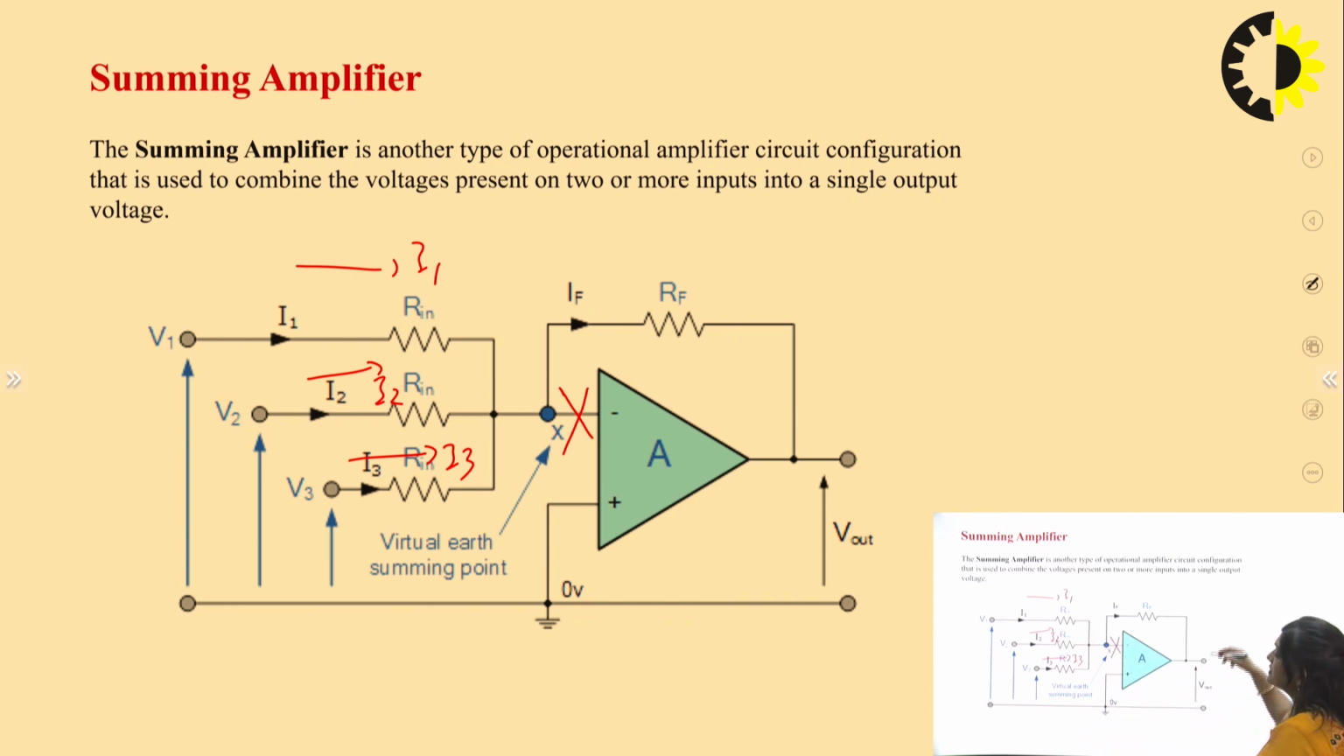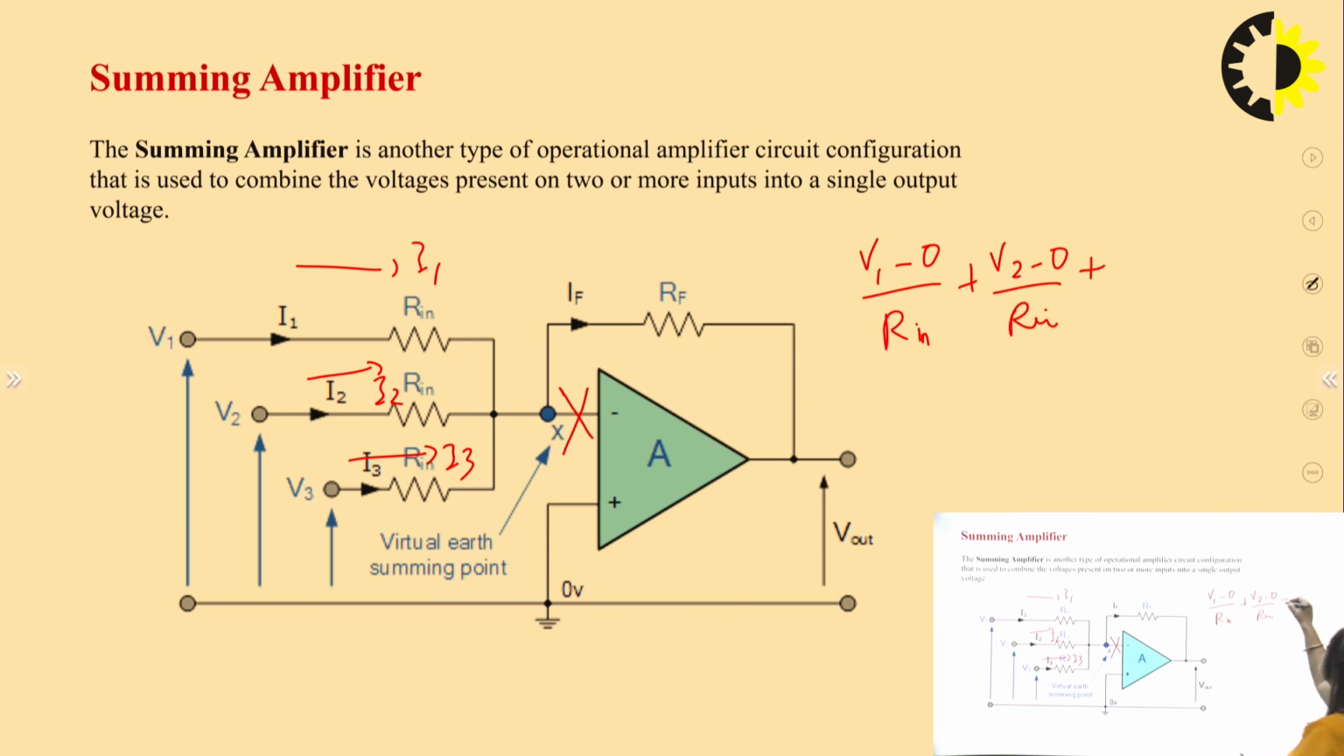So we can calculate the value of the current: I1 is V1 upon RIN, plus (V2 minus 0) upon RIN, plus (V3 minus 0) upon RIN, and this equals (0 minus V0) upon RF. So finally we can find the value of V0 is equal to minus (V1 plus V2 plus V3) multiplied by RF upon RIN.